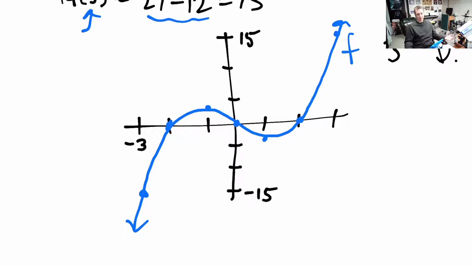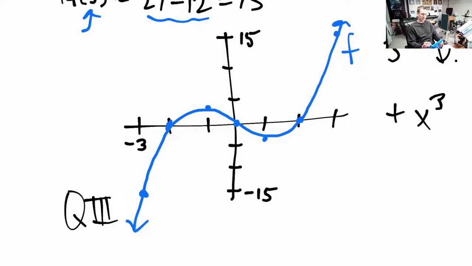This is an odd degree, and it has a pretty distinctive shape. Okay, it was a positive x cubed. That was the leading term. So we notice that it starts down here in quadrant 3, and it ends up here in quadrant 1. And it has like this snake-like appearance in between, this sort of an S curve.